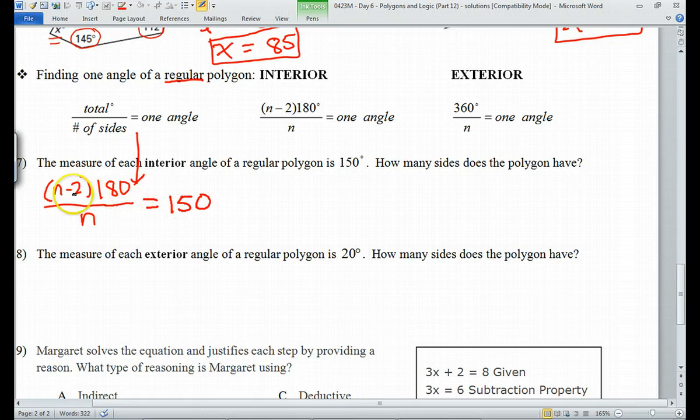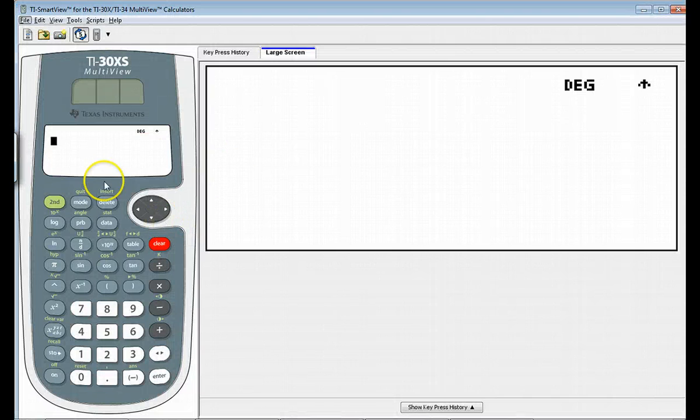Now I could solve the equation. I could multiply by n, I could do a bunch of things, but the easiest thing to do is to use the TI-30 to find this answer. So let's take a look at that. What we will do is let's type the left side of this equation into the calculator as a function, and let's see what value of n it takes to give us a result, an output of 150.